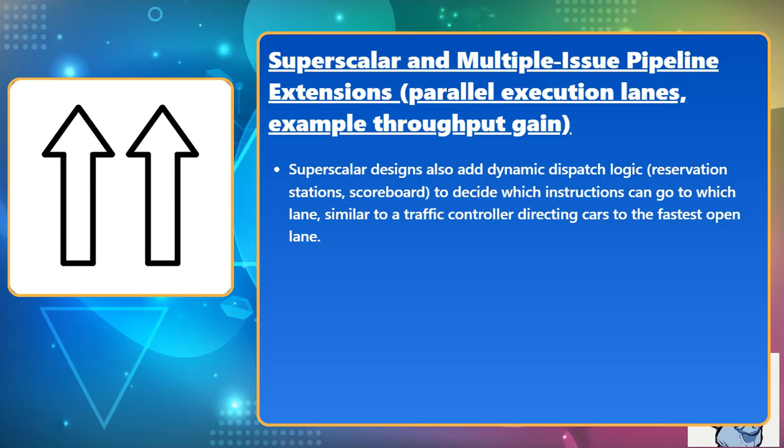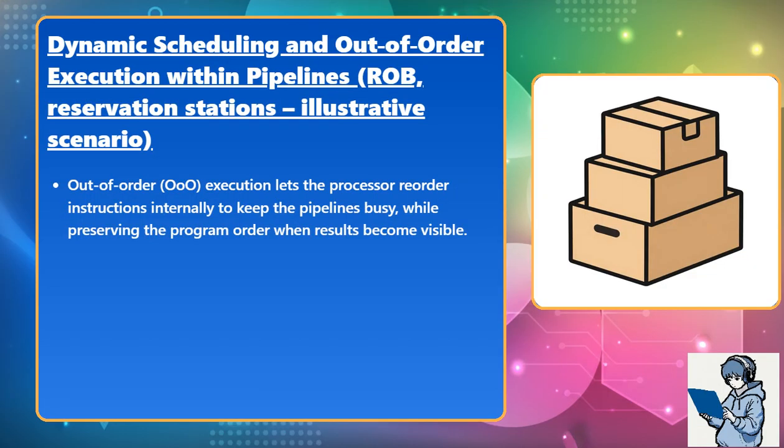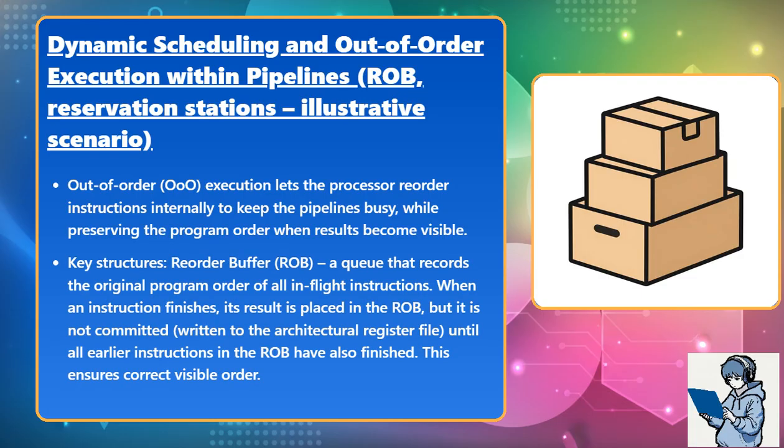Superscalar designs also add dynamic dispatch logic, reservation stations, and a scoreboard, to decide which instructions can go to which lane, similar to a traffic controller directing cars to the fastest open lane. Out-of-order execution lets the processor reorder instructions internally to keep the pipelines busy, while preserving the program order when results become visible. Key structures: the reorder buffer, a queue that records the original program order of all in-flight instructions.